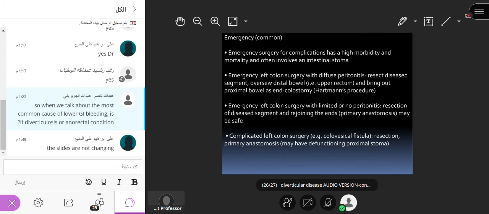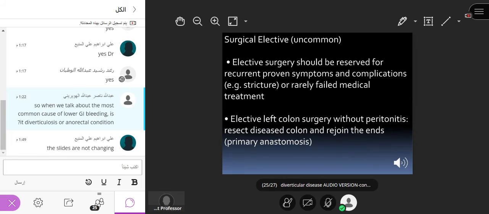Emergency surgery is common, and this is difficult. Elective cases are usually treated medically, and surgery is very uncommon for elective cases. If it is elective, then you can do resection of the colon containing the diverticula and make an anastomosis.